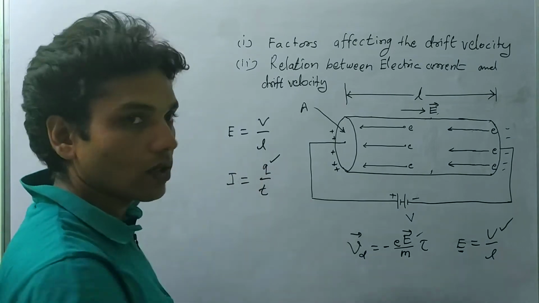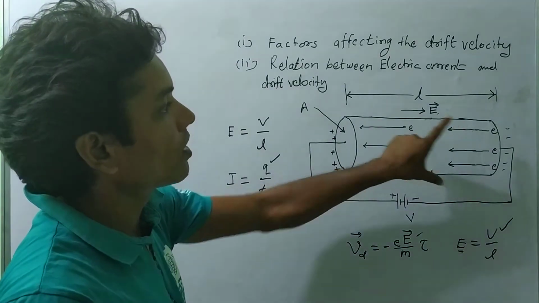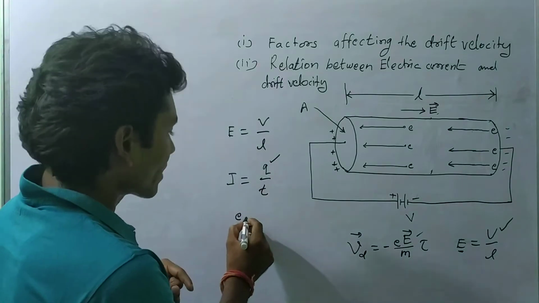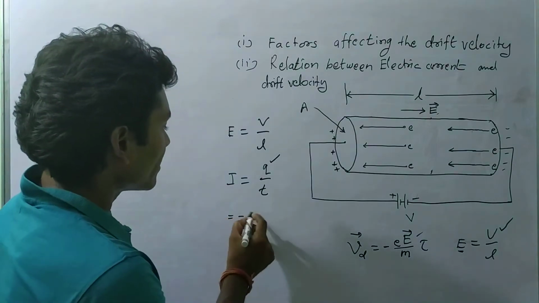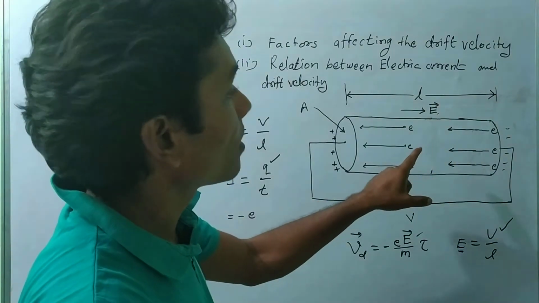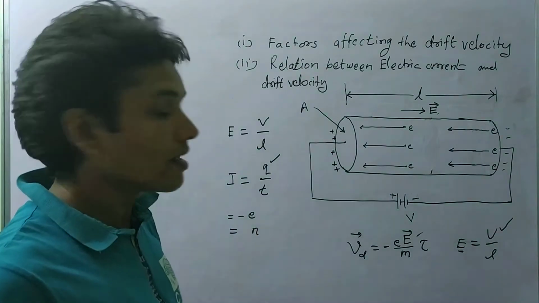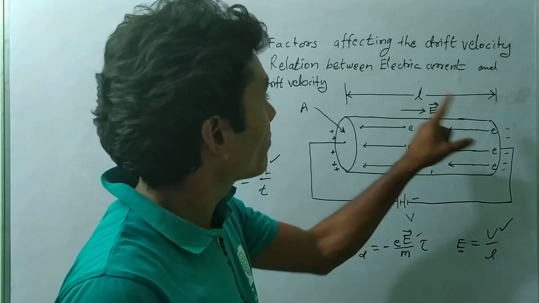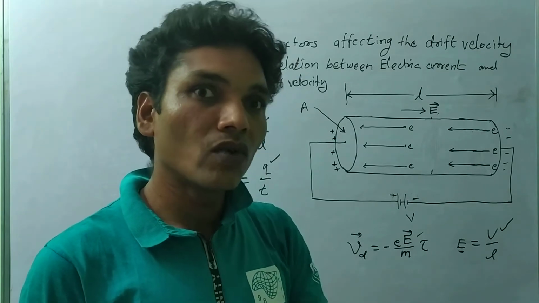So we have to find Q. Firstly, to find the total charge flowing through the conductor of length L, let the charge on an electron be minus e, and let small n be the number of electrons per unit volume of the conductor.